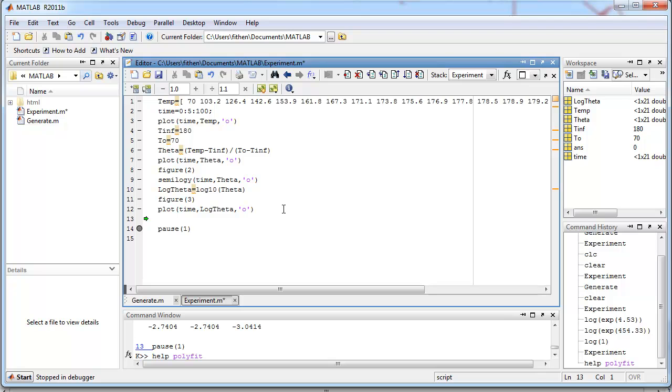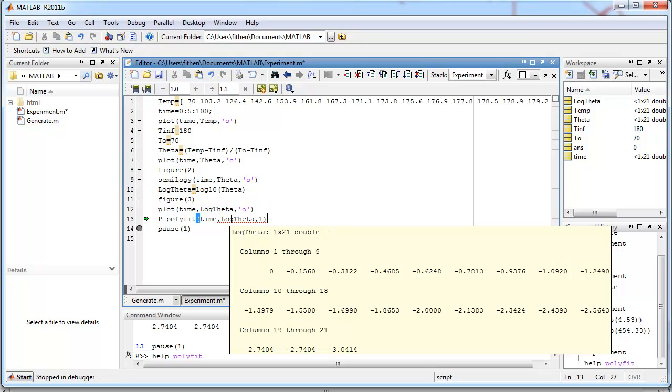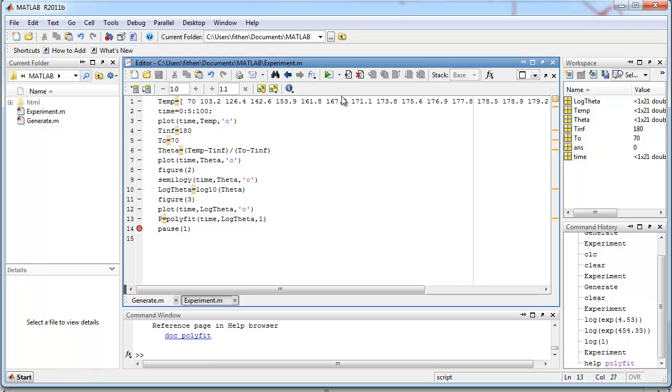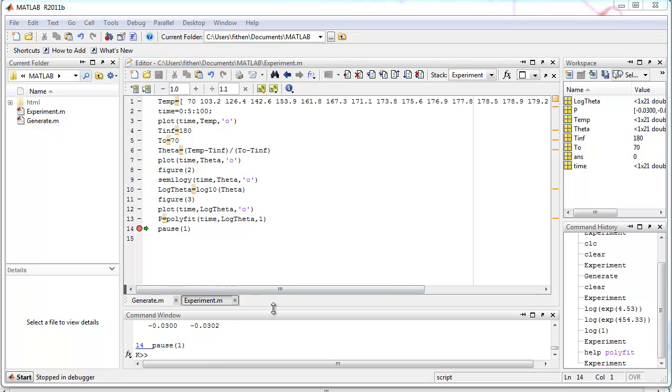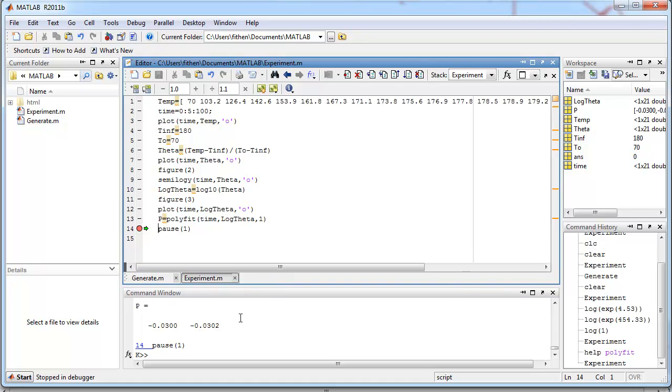So here's how we're going to do it. P, well, let's make it capital P, is equal to polyfit of what? What is the x? The x is the time. The y is going to be my log base 10 of theta. And I just want a basic linear fit. So I get P equaling to this. Now let's take a look at how this thing fit what we're trying to do.